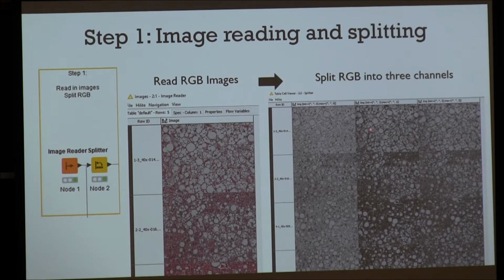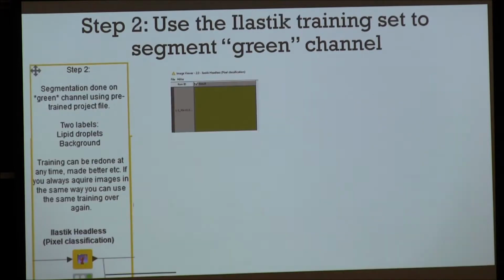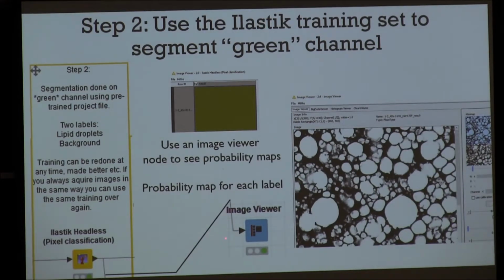And in this case, we're going to focus only on the green image, because that's the green channel I'm going to be working on. Then I can set up the Ilastik node to read in those probability maps that I generated from my trained data. It will run and process all of my training data onto the data set that I want to analyze. Then we can use an image viewer to view those probability maps, and they will look something like this. So for each label that you get, you're going to get a probability map.